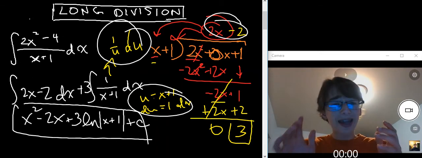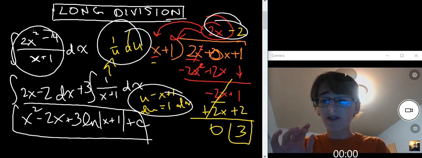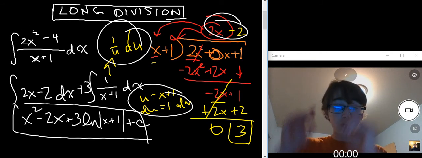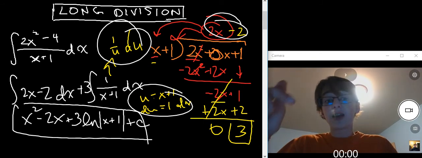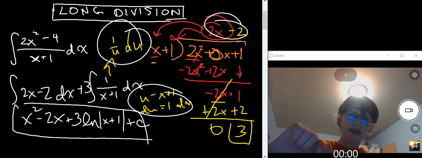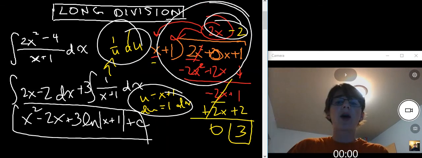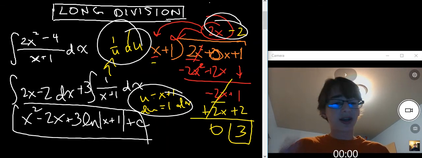Not that hard. I think, again, the students' hardest part is identifying when to use it. You use it when you've got a fraction and the numerator has a higher degree of the power of x than the denominator, and also just remembering how to do that algebra skill of long division. I think you guys got it.